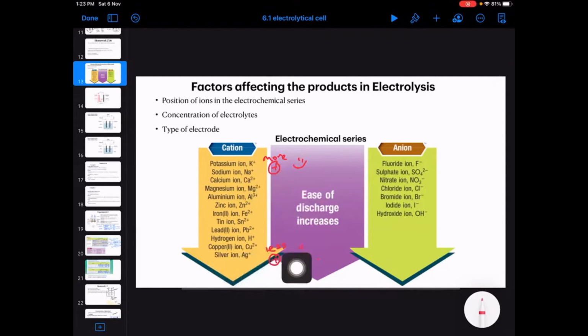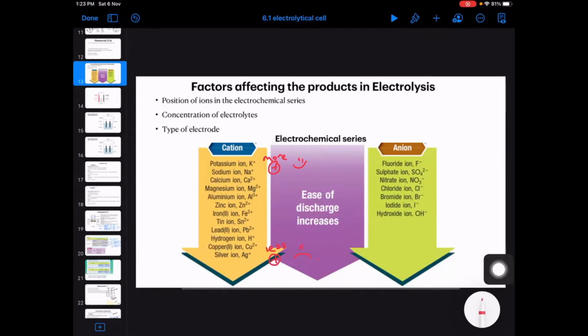Silver ion, however, is the least electropositive in this series. So silver ion is very unhappy to be a positive ion, and it wants to become an atom. It will very easily become an atom when there is a charge. So this ion will lose the charge, and it will discharge more easily.